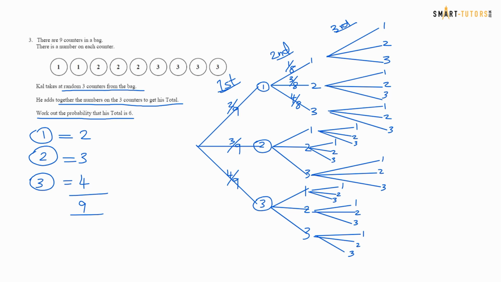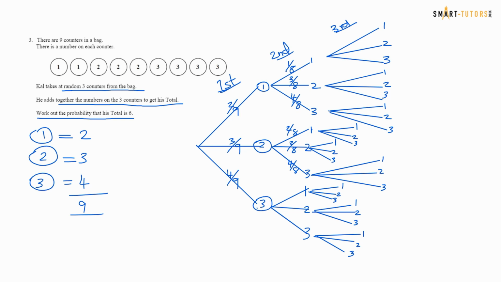So 2 and 2 means total 3 counters, 1 take away, so 2 out of 8. The 1 and 3 are going to stay the same: 1 and 3 is going to be 2 out of 8 and 4 out of 8.